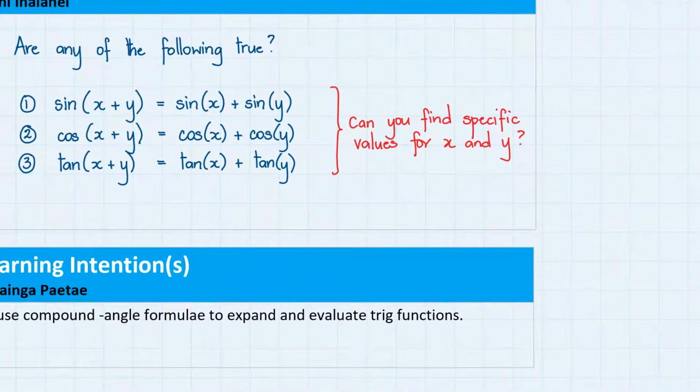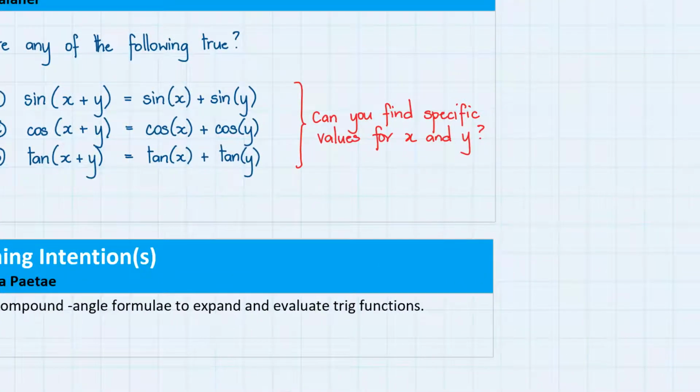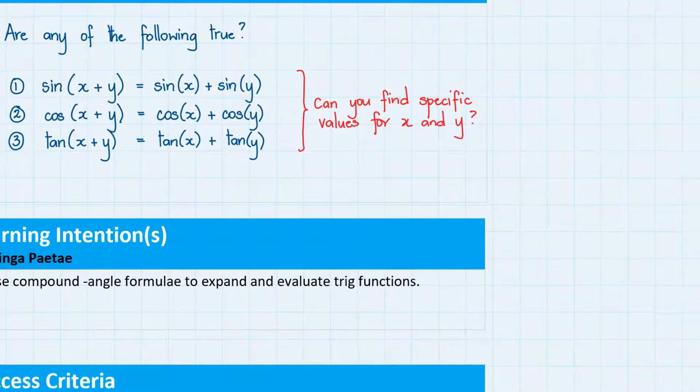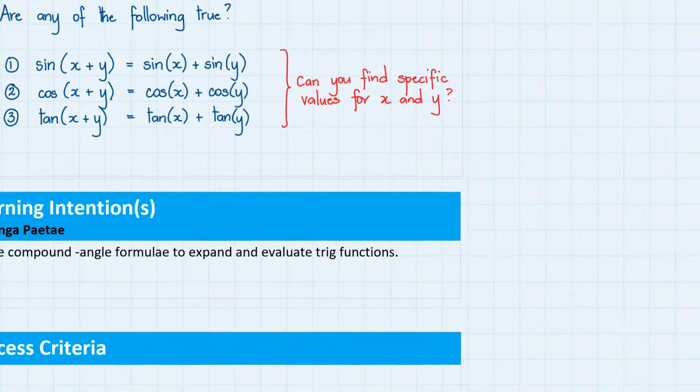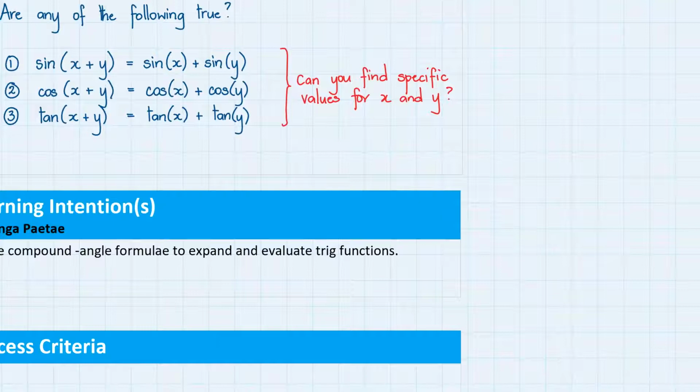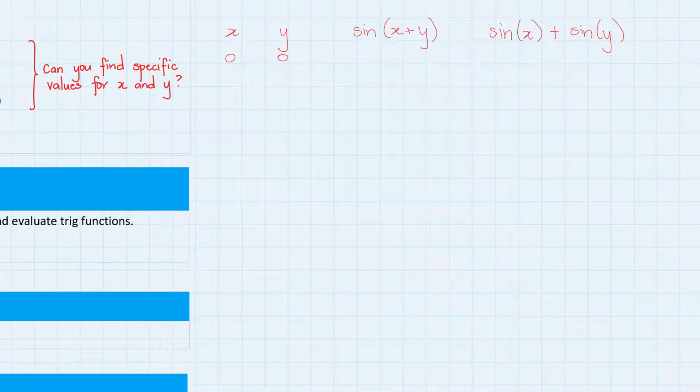The easiest one to start off with is x equals 0 and y equals 0. We can see straight away that at least one of those equations is not going to hold true for those two values. So I'm going to draw out a table, just to show you the progress that I'm making as I work my way through these combinations of values. So x equals 0, y equals 0.